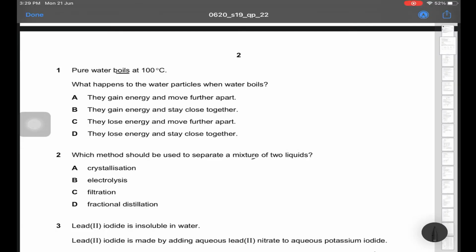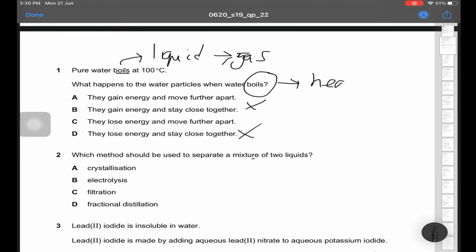Alright, so for the first question, as you can see the words pure water boils at 100 Celsius. As you can see this word, it means it's a change of state from liquid to gas. So normally in the gaseous state, the particles will move further apart from each other. So B and D are wrong. Normally boiling involves the addition of heat, so the particles will definitely gain energy. So question 1 is A.